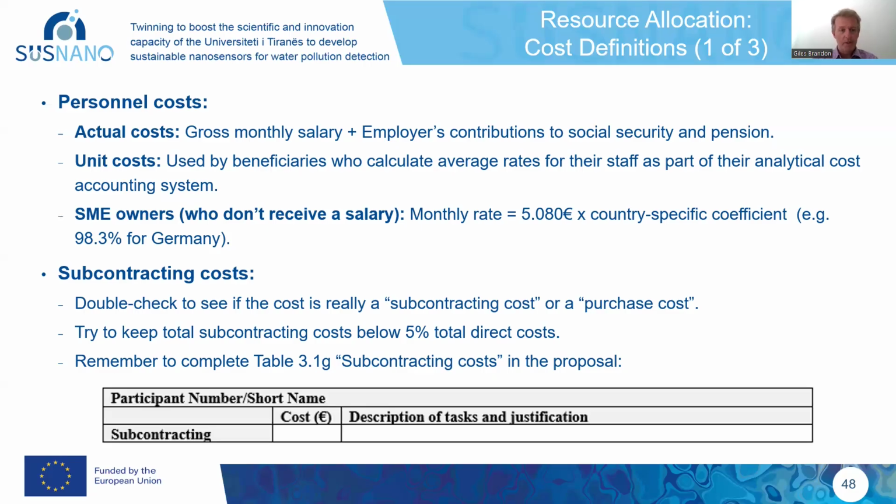If, with all that said, indeed you have some contracting costs, my general piece of advice is keep them below 5% of your total direct costs. And whatever subcontracting costs you have, make sure that you document them in this table 3.1G that is within the standard application form. Make sure you write some comments justifying why you have a subcontracting cost.